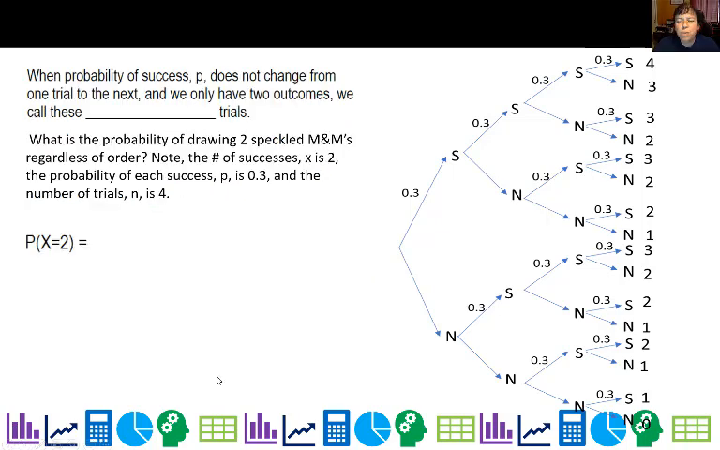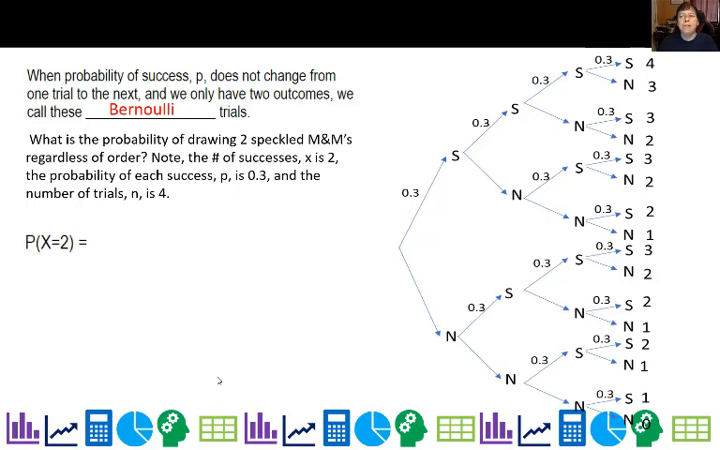Yes. So when the probability of success, p, a little p, does not change from one trial to the next, in this case, p was the probability of getting a speckled M&M, and we only have 2 outcomes, in this case, we're getting either a speckled M&M or we're not getting a speckled M&M, we call these Bernoulli trials.